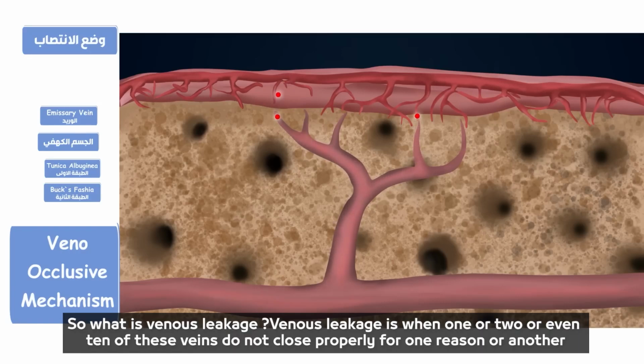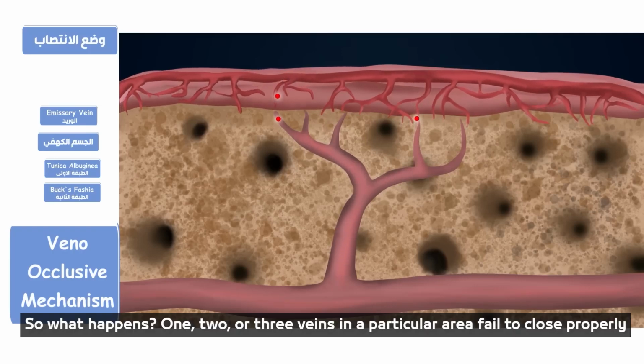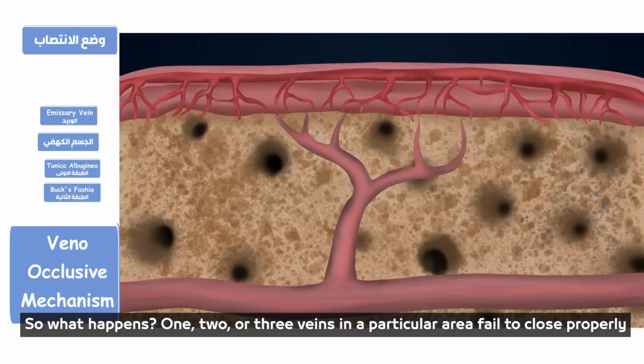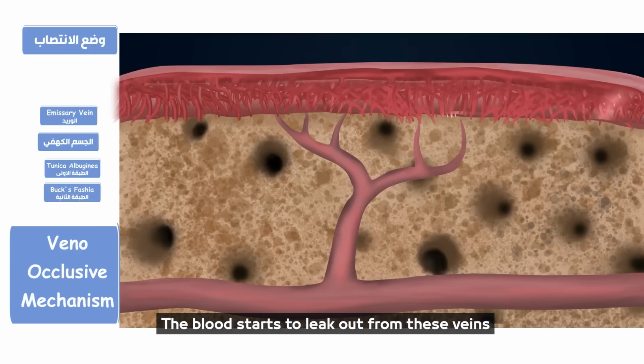So what is venous leakage? Venous leakage is when 1 or 2 or even 10 of these veins do not close properly for one reason or another. It could be due to minor damage in a specific part of the penis, resulting from injury or a lack of tissue elasticity. So what happens? 1, 2, or 3 veins in a particular area fail to close properly. What results from this? The blood starts to leak out from these veins.